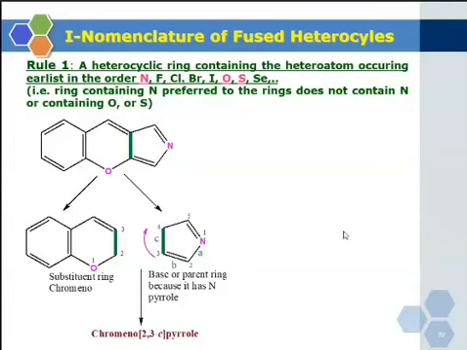Rule number 1: a heterocyclic ring containing the heteroatom occurring earliest in the order nitrogen, followed by fluorine, chlorine, bromine, iodine, oxygen, sulfur, selenium, etc. That is, a ring containing nitrogen is preferred to a ring which does not contain nitrogen, or we can say the ring containing nitrogen is preferred to the rings that contain oxygen or sulfur. Now here we can see the example.